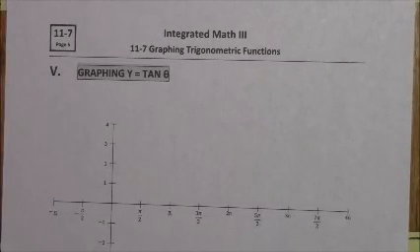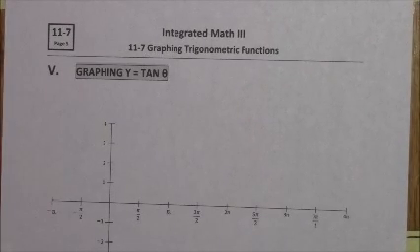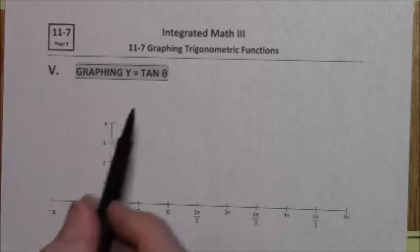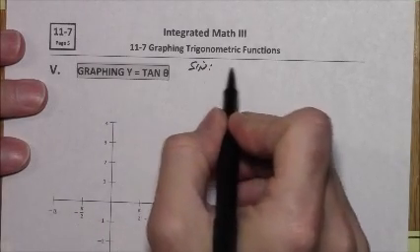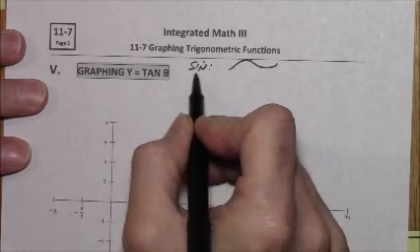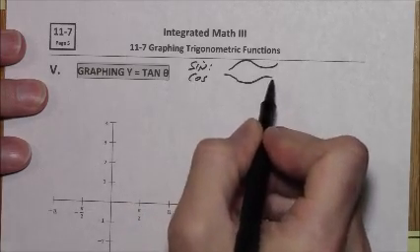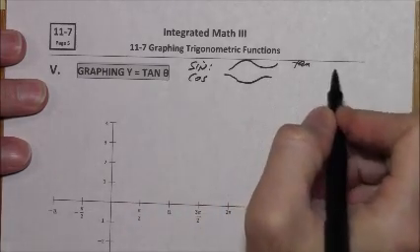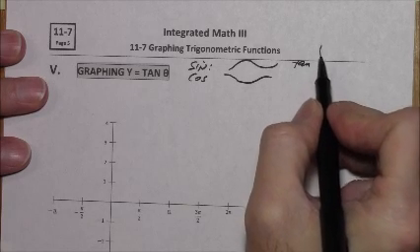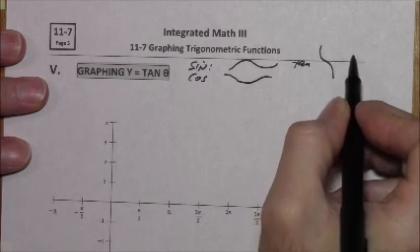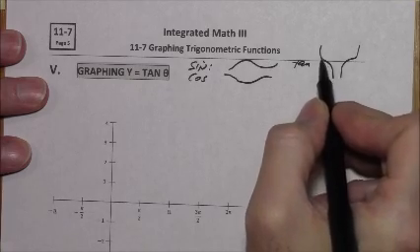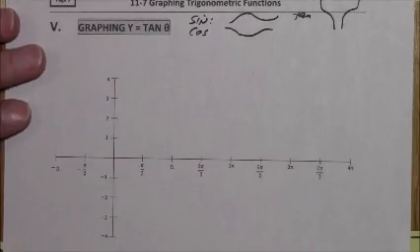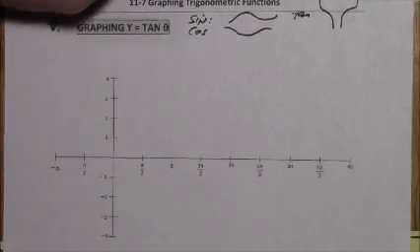This is the second part of graphing trig functions. We're going to look at the tangent of theta right now. You're used to sine being like this, cosine being like this, but tangent and cotangent are going to be different. They're going to have this kind of a shape. This one in particular is tangent, that one's going to be cotangent.